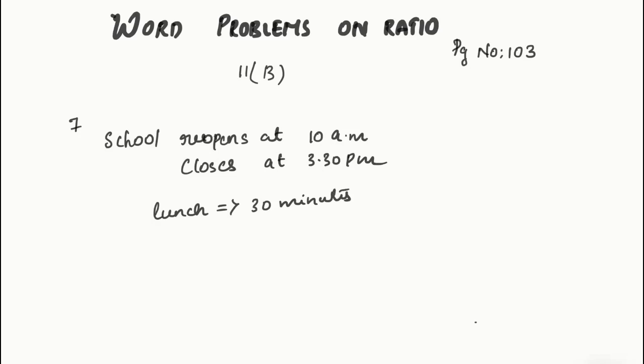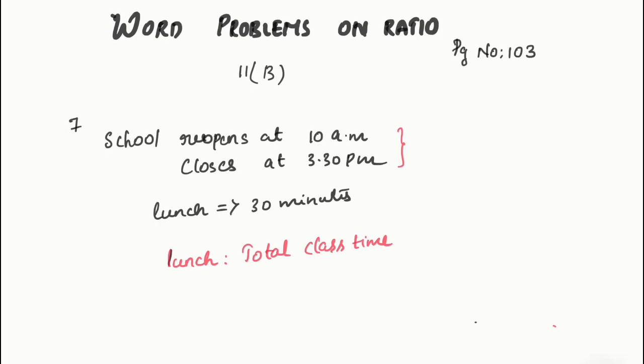Find the ratio of lunch interval to the total time of the class period. So you need to find the ratio of lunch time to total class time. In order to do that, let us find the total class time. Okay, so it starts at 10 a.m. So, how many hours of classes are there? 11, 12, 1, 2, 3.